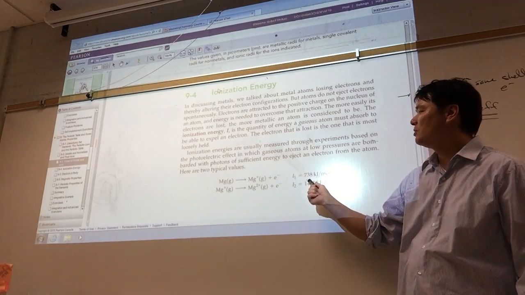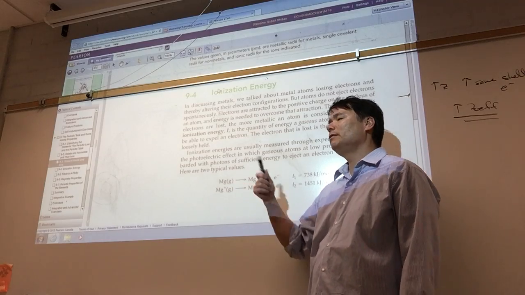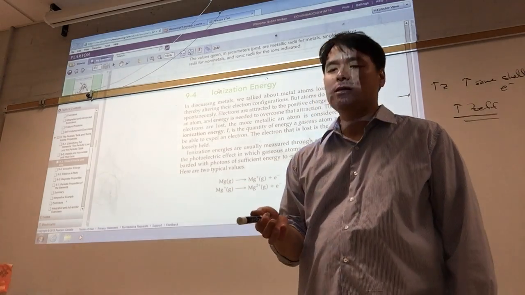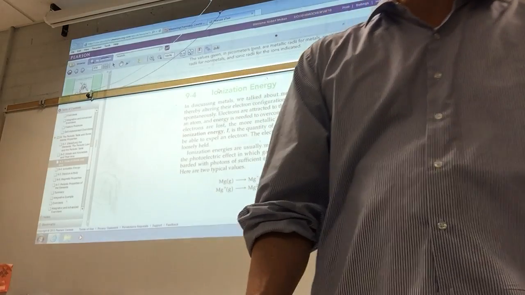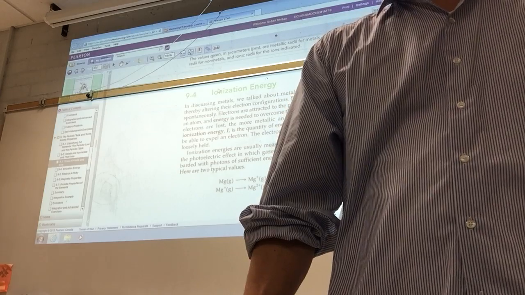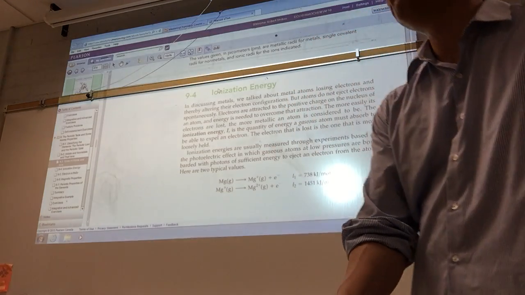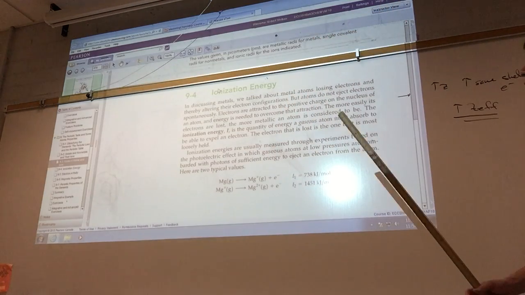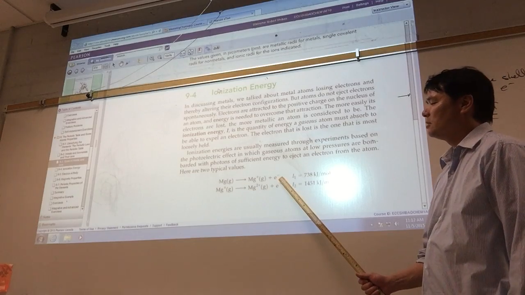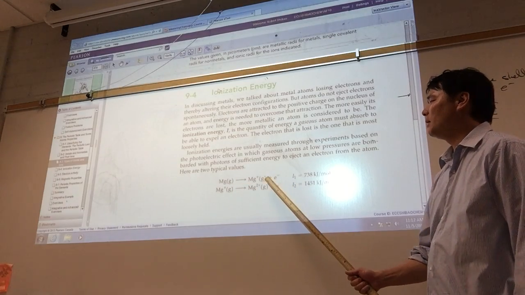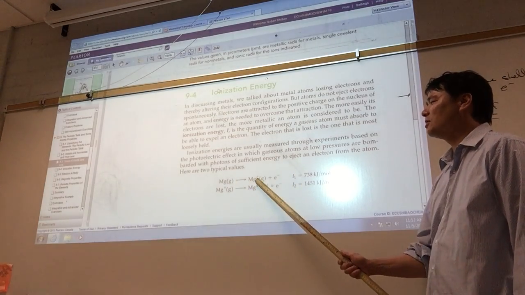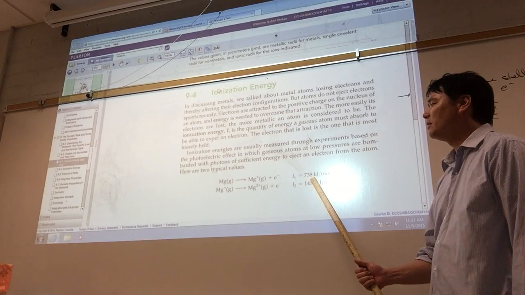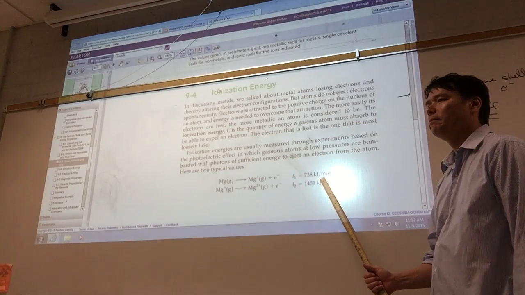It's going to cost you a lot of energy, even though magnesium is a metal. Metals are electron rich, right? Well, what exactly do I mean by electron rich? Magnesium burns very nicely, and that means it loses electrons easily. Well, this is what I mean by easily. To lose an electron is always going to cost you energy, 738 kilojoules per mole.